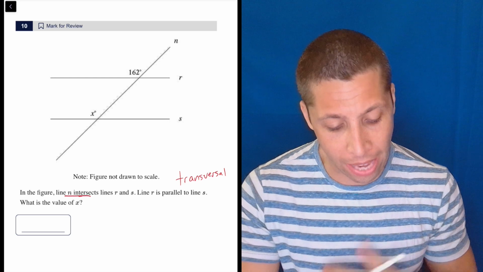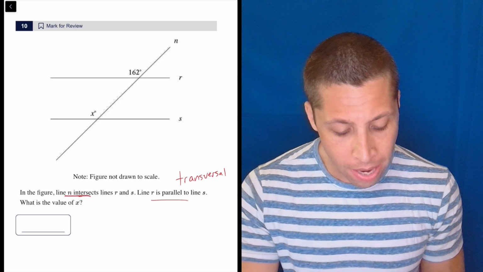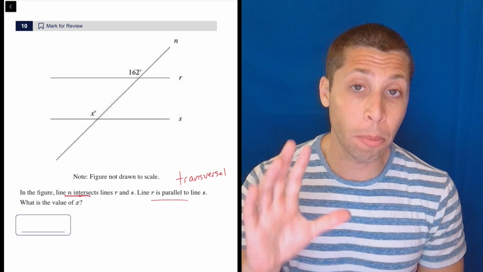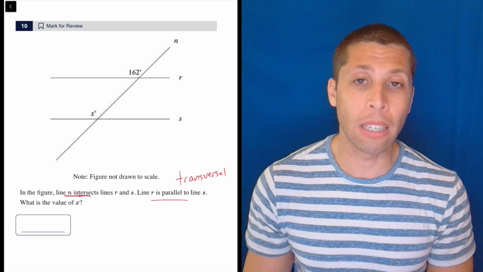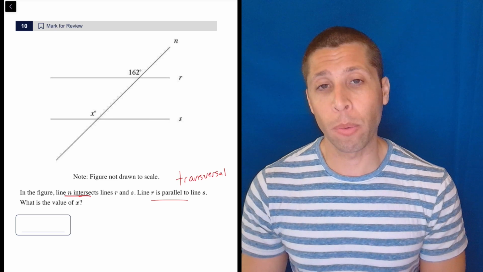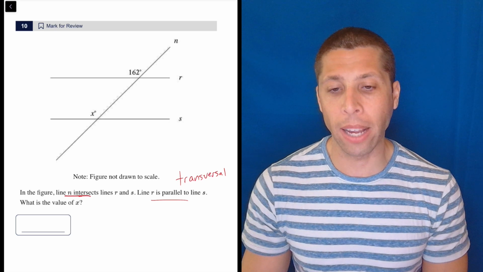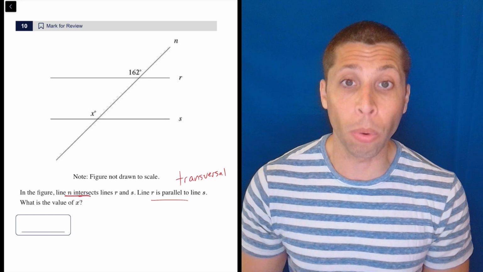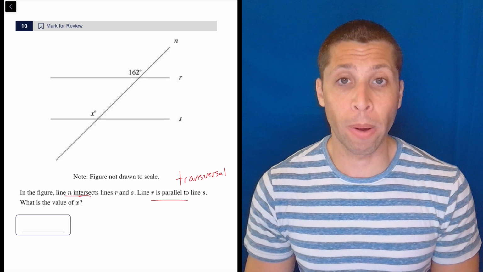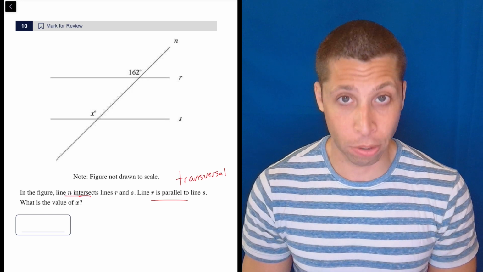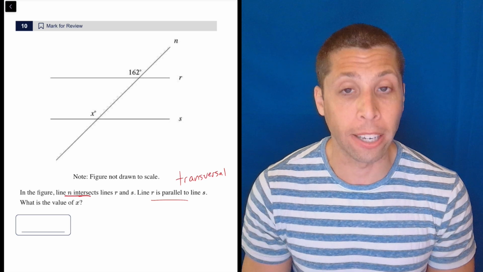There's one line, like N, intersecting two other lines, and the other lines are parallel. So those lines are parallel. All sorts of very convenient things happen. Basically, we have knowledge about angles that are going to be congruent or equal to each other, and then also angles that are going to be supplementary to each other, meaning they add to 180 degrees.